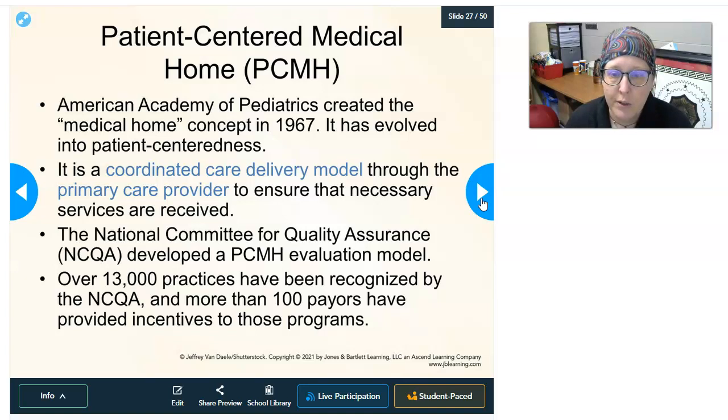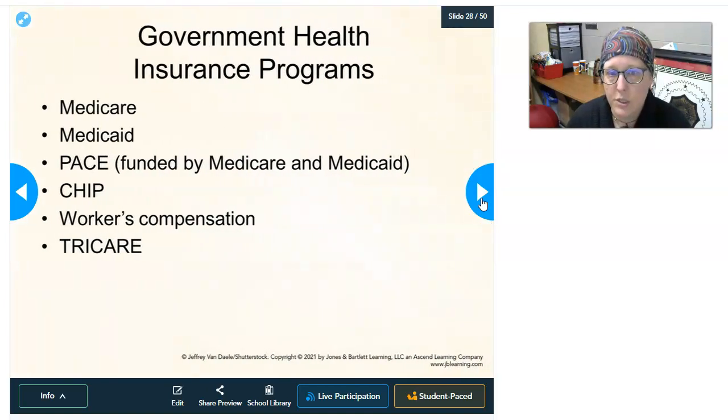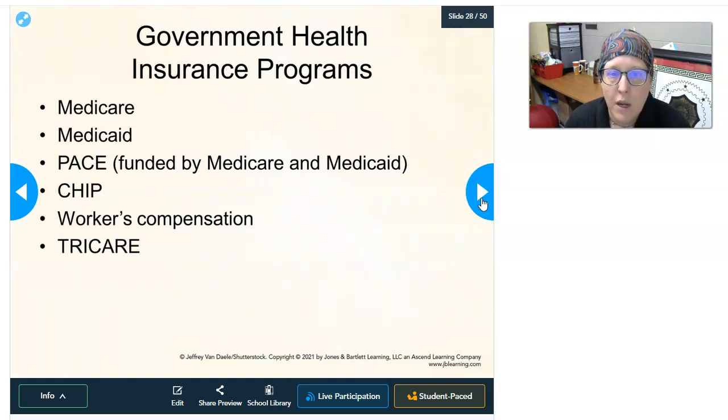The National Committee on Quality Assurance developed a patient-centered medical home evaluation model, and over 13,000 different practices have been recognized by the Quality Assurance organization, and more than 100 payers have provided incentives to these programs. Again, it's just a coordinated care model. Okay, so the government health insurance programs: we have Medicare, Medicaid, PACE, CHIP, and workers' comp and TRICARE that we're going to talk about.